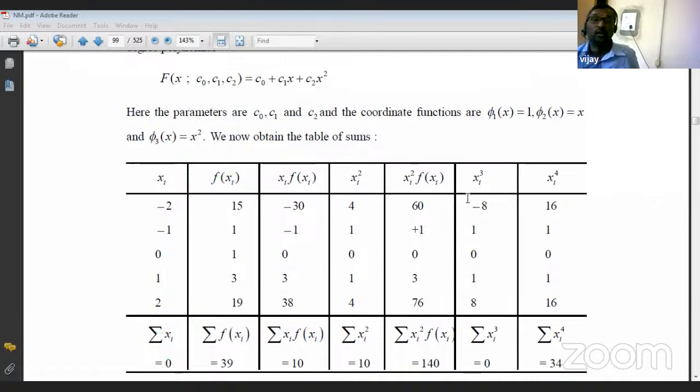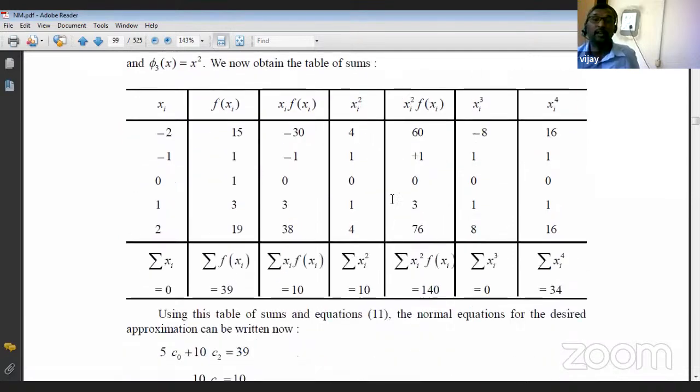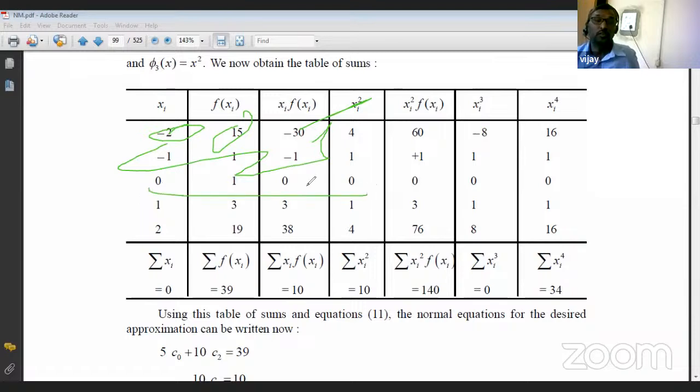Again we go to the problem. So 16, 17, 17, 20, 39 I am writing here. Xi of 5 here, so xi of 5 here multiply. 15 into 2, minus 30. Minus 1 into 1, minus 1. 0, 1, 0. 1 into 3, 3. 2 9 is 38. So I am removing this one.